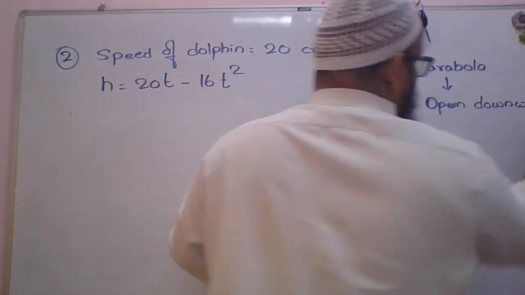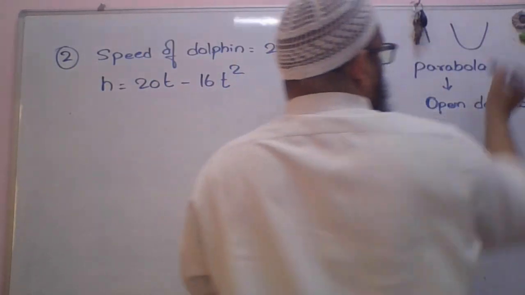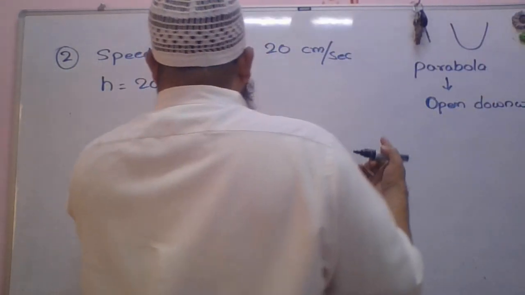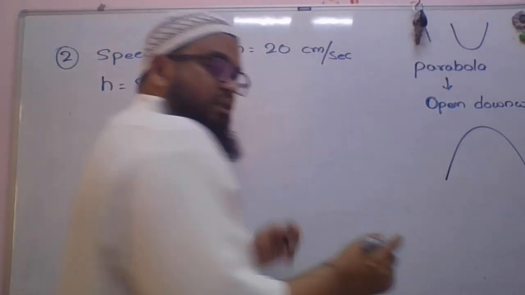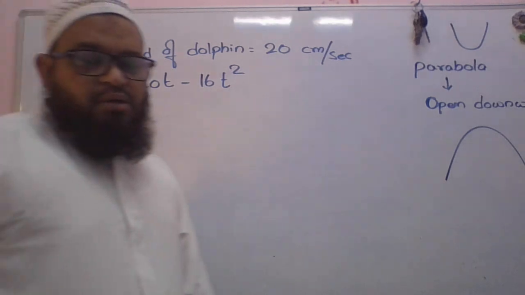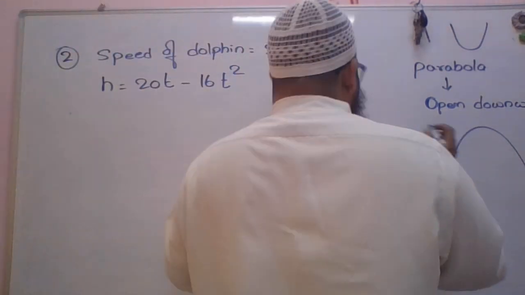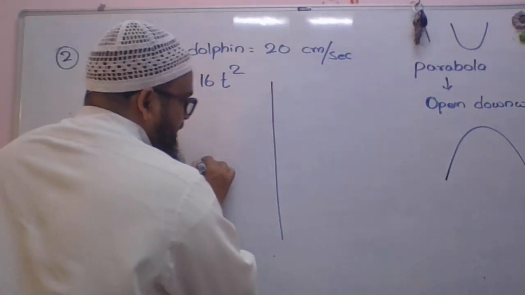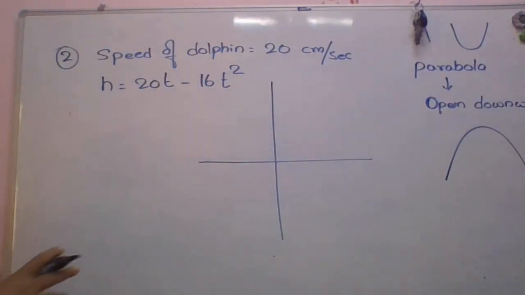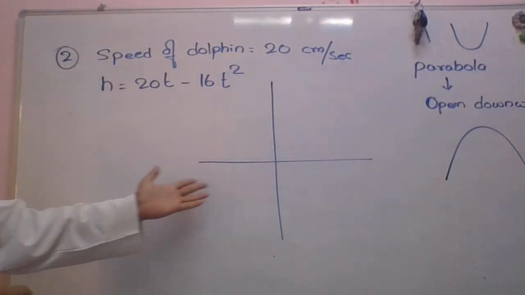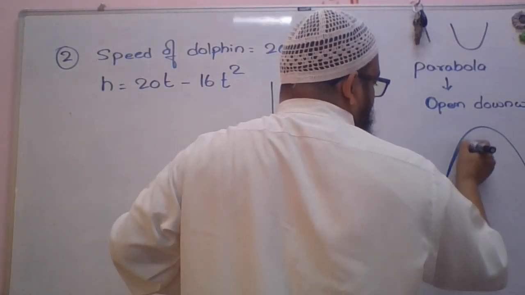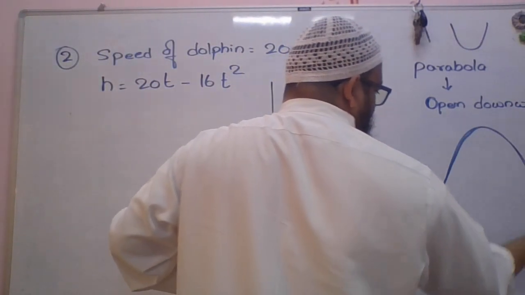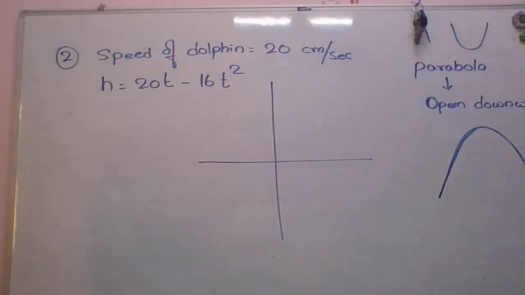Okay, if it is positive, the parabola will be like this. But since it is negative, the parabola will be like this. Understood? And it makes sense also, because when I draw the actual graph after 1 minute, the graph of the dolphin jumping out of the water and entering into the water will be an open parabola which opens downwards.